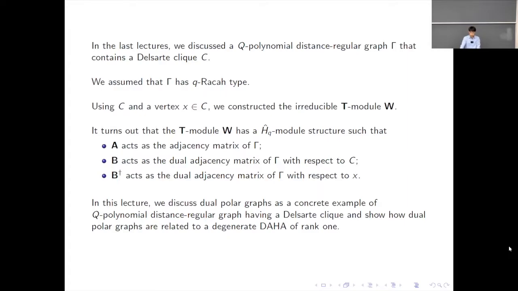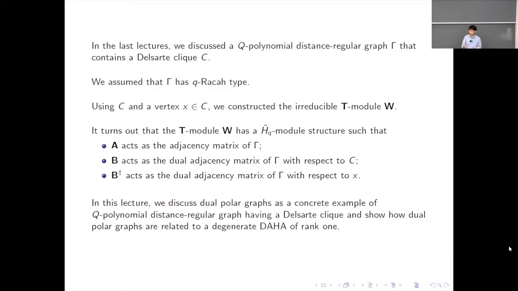On this module, the generators act as follows: T3 T0 plus T3 T0 inverse acts as the adjacency matrix of Gamma, T0 T1 plus T0 T1 inverse acts as the dual adjacency matrix with respect to C, and T1 T2 plus T1 T2 inverse acts as the dual adjacency matrix of Gamma with respect to x. Now, actually, the lecture we did last time is the generic theory.